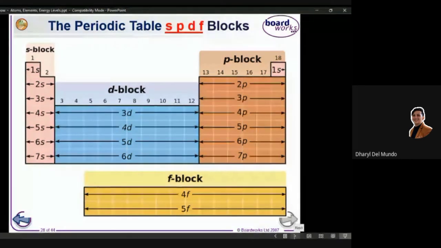So next meeting class, I want you to bring your periodic table of elements and we are going to locate the energy levels, the number of electrons, and the orbitals as well in your periodic table of elements. Because in our next topic, we will talk about one of the exciting parts, which is the electron configuration. All right?